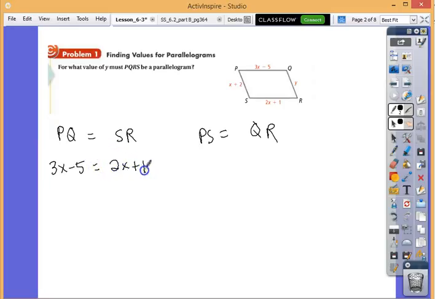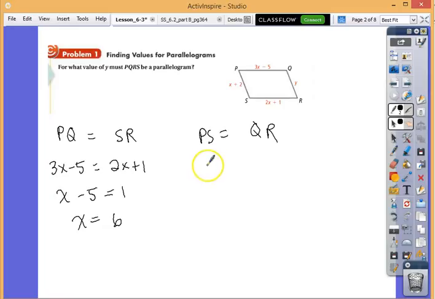This is great, because in this equation, what do I only have one of? The variable. I only have one variable type to deal with, so I can just straight up solve this. I'll subtract 2x from both sides and get x minus 5 equals 1. I'll add 5 to both sides, and x turns out to be 6. Now, if this is going to be a parallelogram, is there any other value that x could be? No, because if I make x any other value, then these two won't equal each other anymore. So x has to be 6.